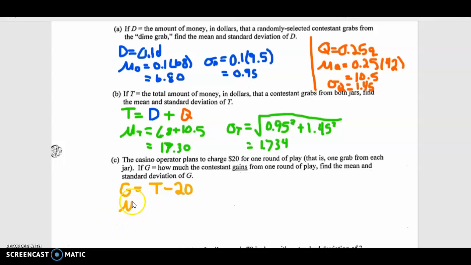So that means the new mean of G is the mean of T. So this 17.30 minus $20 that they had to pay to play. So the mean gain in this game when you grab in the jars ends up being negative $2.70. So not a game I want to play. And then the new standard deviation, if you remember from the notes on linear transformations, adding or subtracting a constant doesn't affect the standard deviation. So the same standard deviation in part B is going to be the standard deviation in part C.